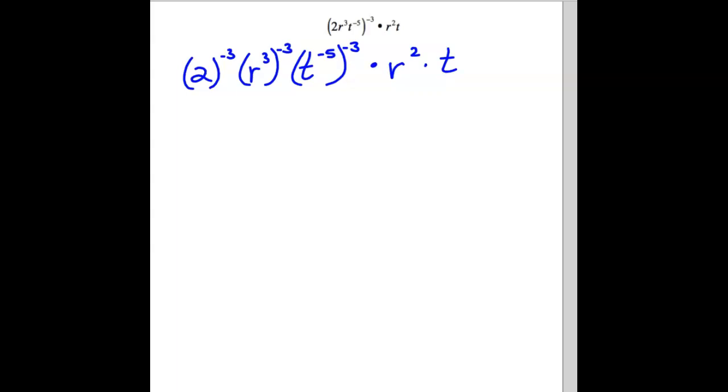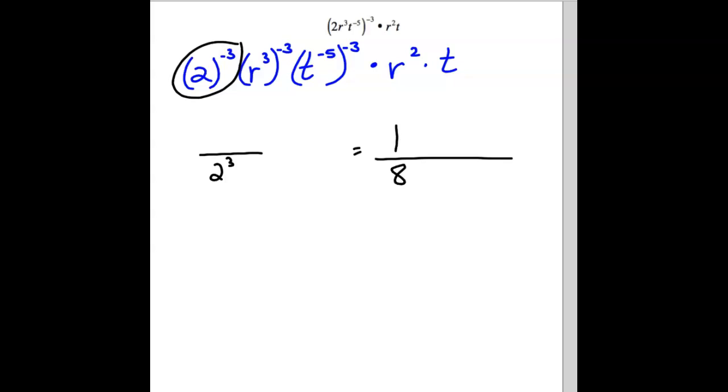Okay? Let's clean up our powers. Our first one here, because it's being raised to a negative 3 power, means we're going to have to flip it over. So it's going to end up in the denominator as 2 to the positive 3. Now, 2 to the third power is 8, so we really could clean that up. We'll go ahead and just do that right away. And we're going to have just an 8 in the denominator.